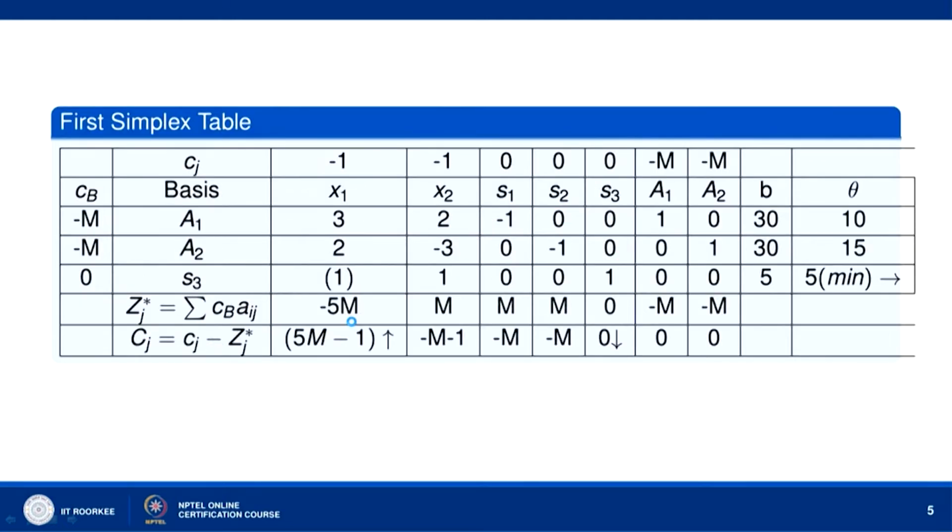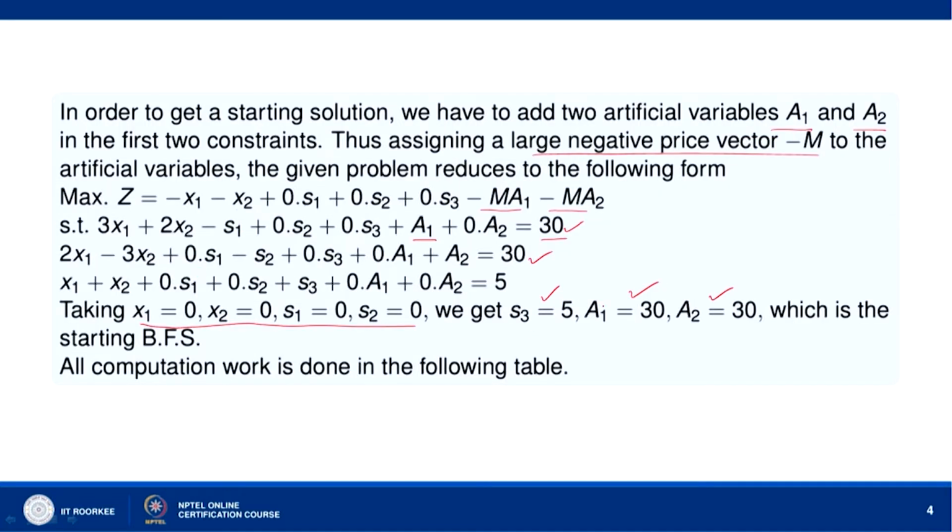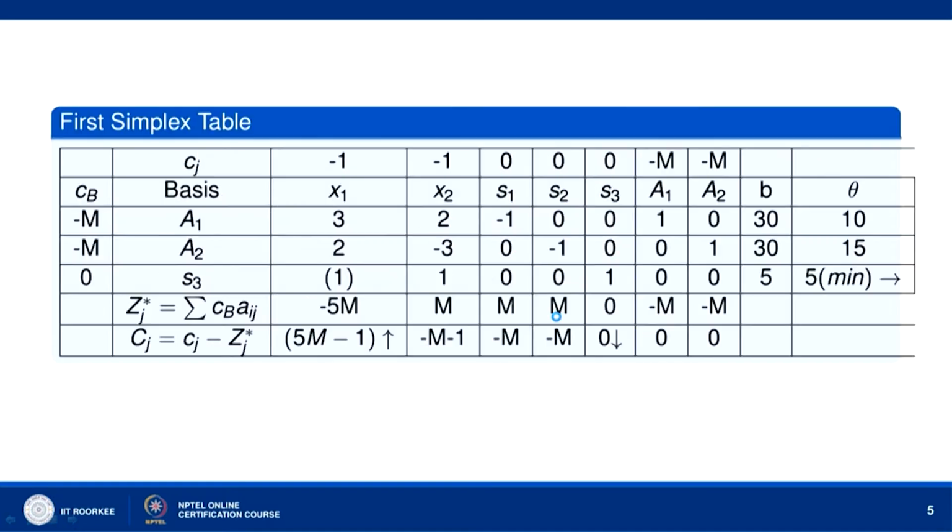Now, let us consider the first simplex table. So, the Cj's are the coefficients of the variables in the objective function. So, the coefficient of x1 is -1, of x2 is -1, of s1 is 0, of s2 is 0, of s3 is 0, of a1 is -M, of a2 is -M. Okay. Basis vectors are a1, a2, s3. These are the basic variables.